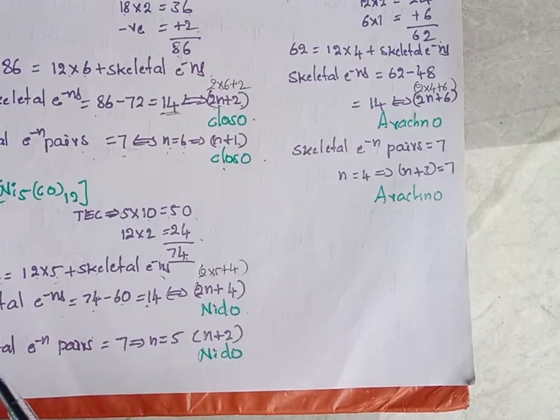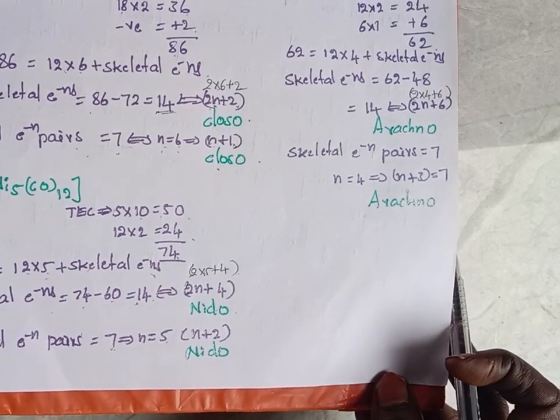If we compare according to the skeletal electron pairs, if the skeletal electrons are 14, the pairs will be 7, right? So n is 5. 5 plus 2 is 7. So the structure will be nido.